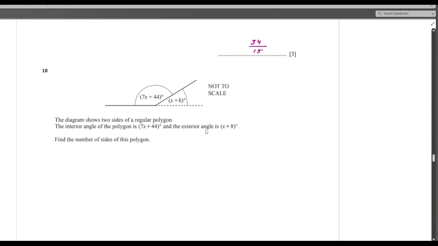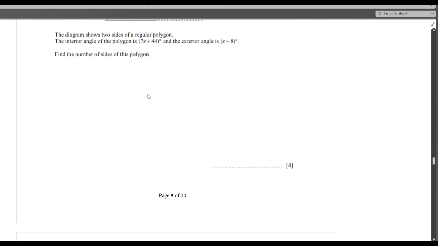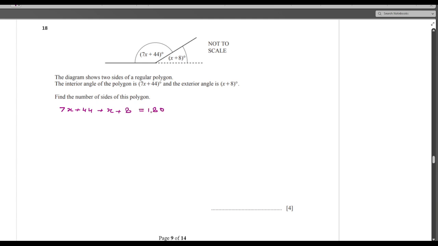Now the diagram shows two sides of a regular polygon. The interior angle of the polygon is 7x plus 44 and the exterior angle is x plus 8. Find the number of sides of the polygon. So let us first find out what x is here. Your 7x plus 44 and your x plus 8 will add to 180. The sum of these two angles will be 180 degrees.